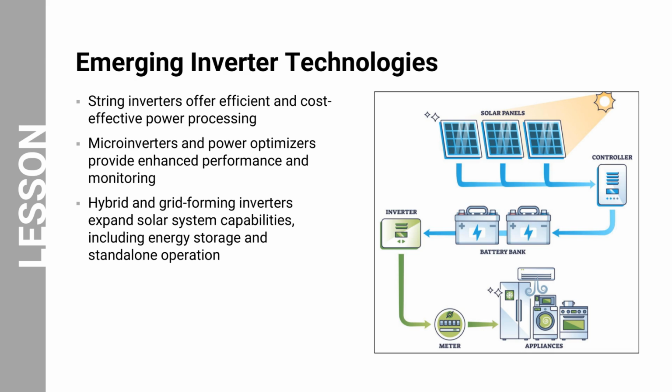Hybrid inverters can now store energy in addition to supplying the grid. Grid-forming inverters are particularly valuable in areas with unstable electrical infrastructure, enabling standalone solar power systems. These advanced inverters can not only convert solar energy but also integrate energy storage systems, enable backup power during outages, and allow solar systems to operate independently from the main electrical grid when needed.